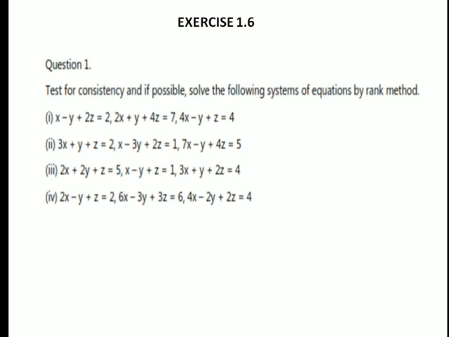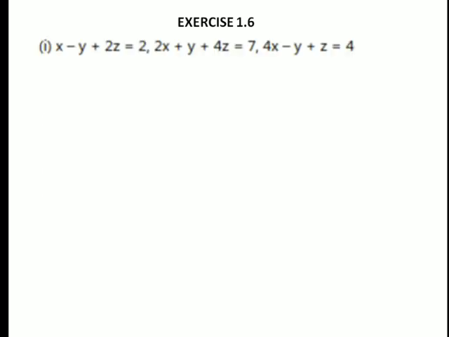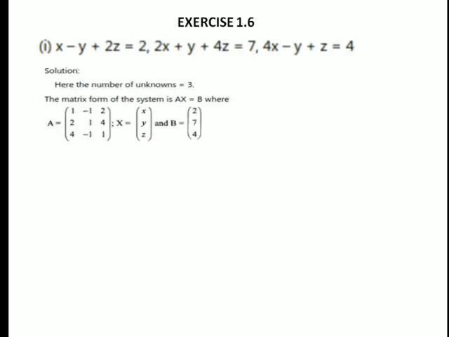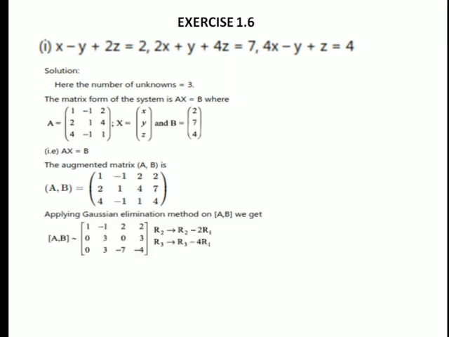Test the consistency and, if possible, solve the following system of equations by the rank method. First question. First you take it and write it in the matrix form Ax equal to B. Then you write the augmented matrix A comma B.